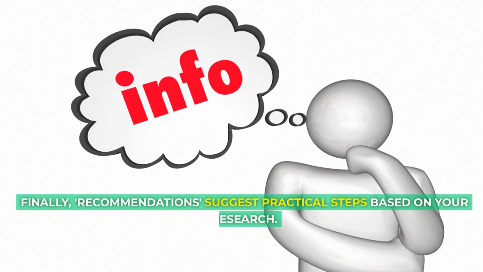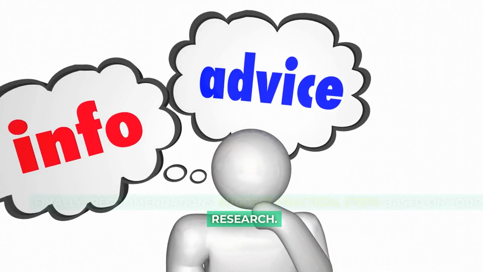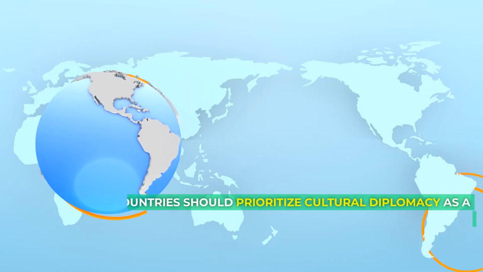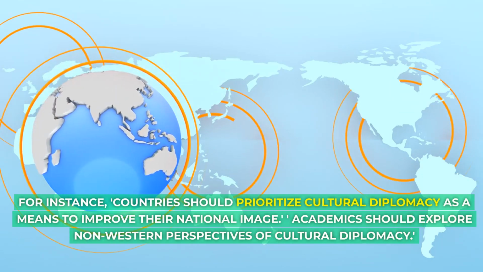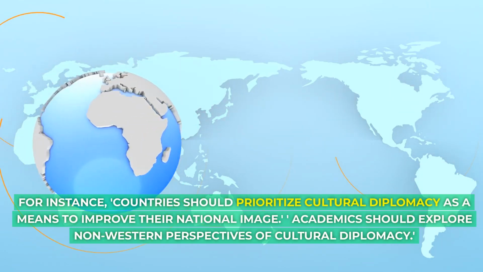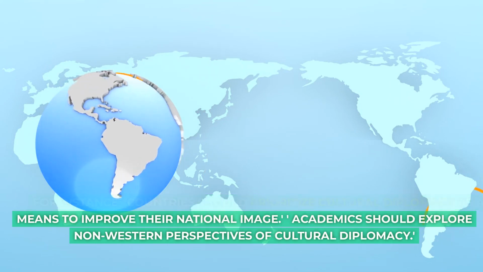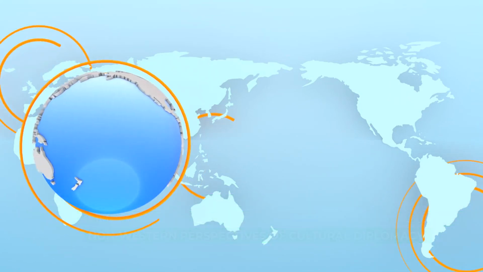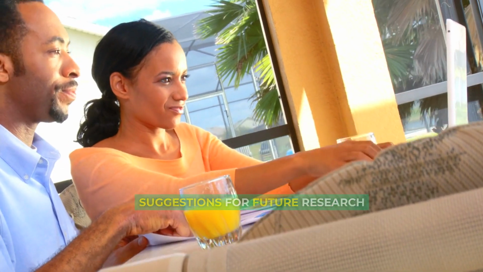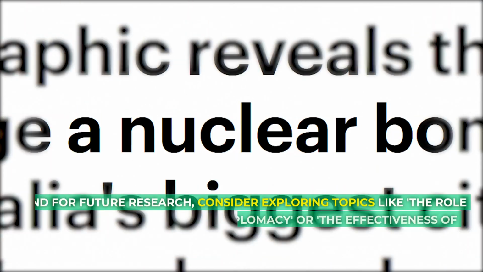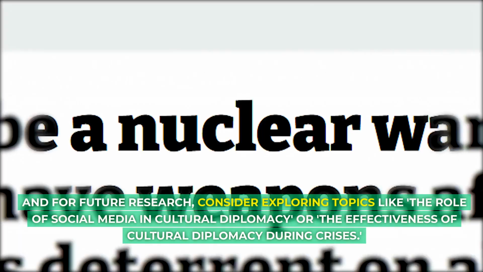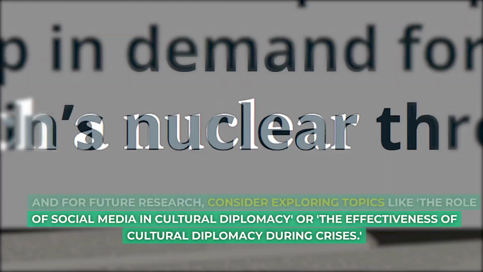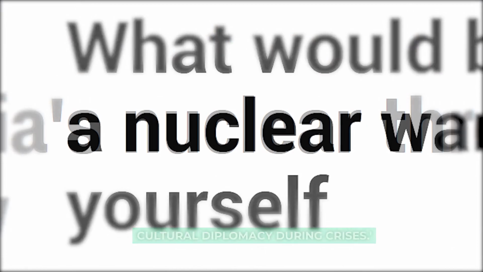Chapter 6, Recommendation. Finally, recommendations suggest practical steps based on your research. For instance, countries should prioritize cultural diplomacy as a means to improve their national image. Academics should explore non-Western perspectives of cultural diplomacy. Suggestions for future research. And for future research, consider exploring topics like the role of social media in cultural diplomacy, or the effectiveness of cultural diplomacy during crises.